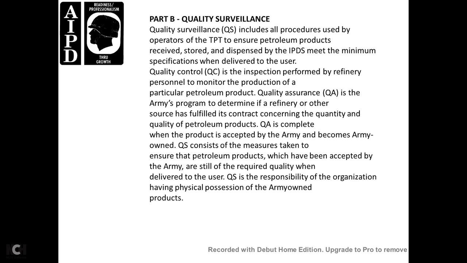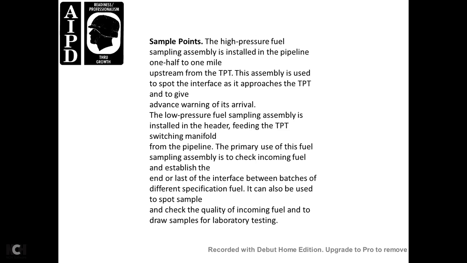Quality surveillance, QS, consists of the measurements taken to ensure the petroleum product which has been accepted by the Army still meets the required quality when delivered to the user. The quality surveillance is the responsibility of the organization having physical possession of the Army owned product.